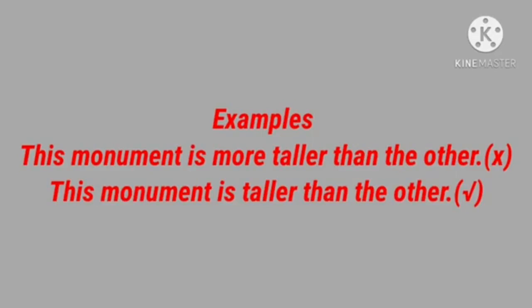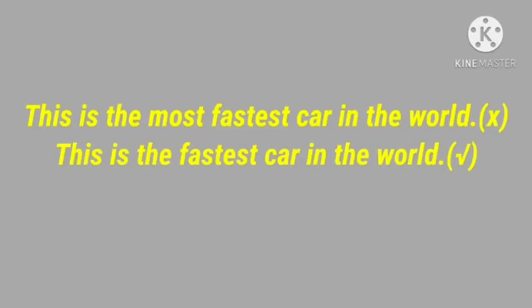So what is the correct answer? This monument is taller than the other. Next, this is the most fastest car in the world. Here, most and fastest both refer to the superlative form, so we should not use a double superlative with a noun. The answer is: this is the fastest car in the world.